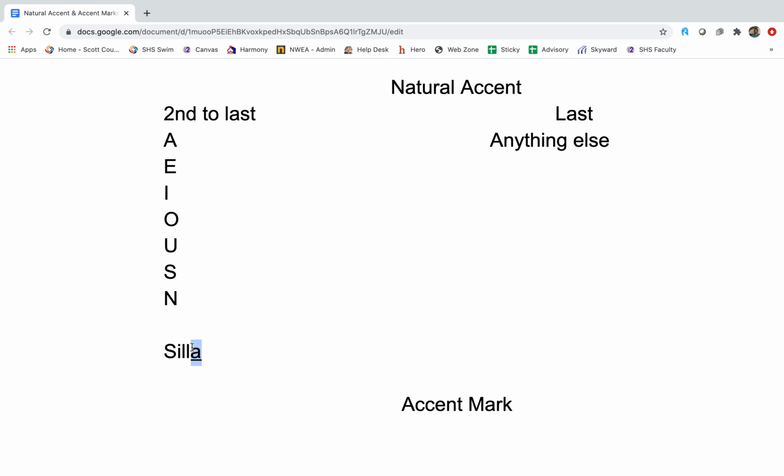So, we look at the last letter. It is an A. That is a vowel. So, the natural accent is on the second to last syllable. So, I would pronounce this silla, not silla, silla. So, the accent, that emphasis, falls on the second to last syllable. Let's see another example here.